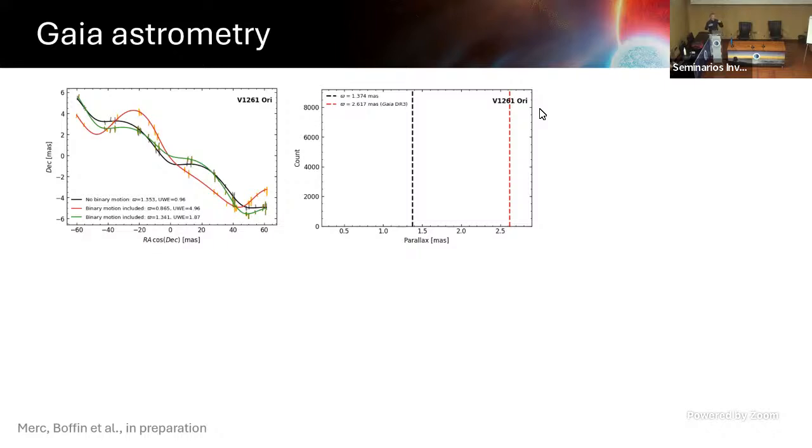So we simulated this 100,000 times with different orbital orientations, but with the period of that star and at the position on the sky of the star. That's important for the scanning law. So we adopted the Gaia DR3 scanning law, the actual one.